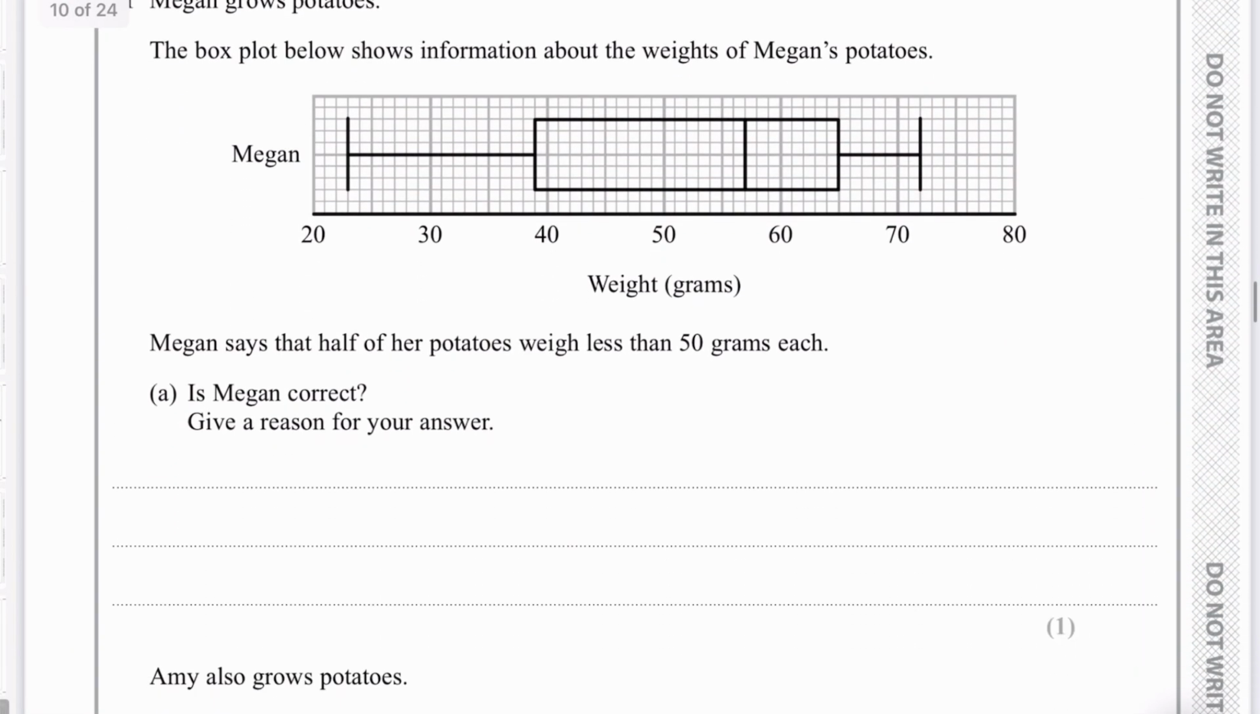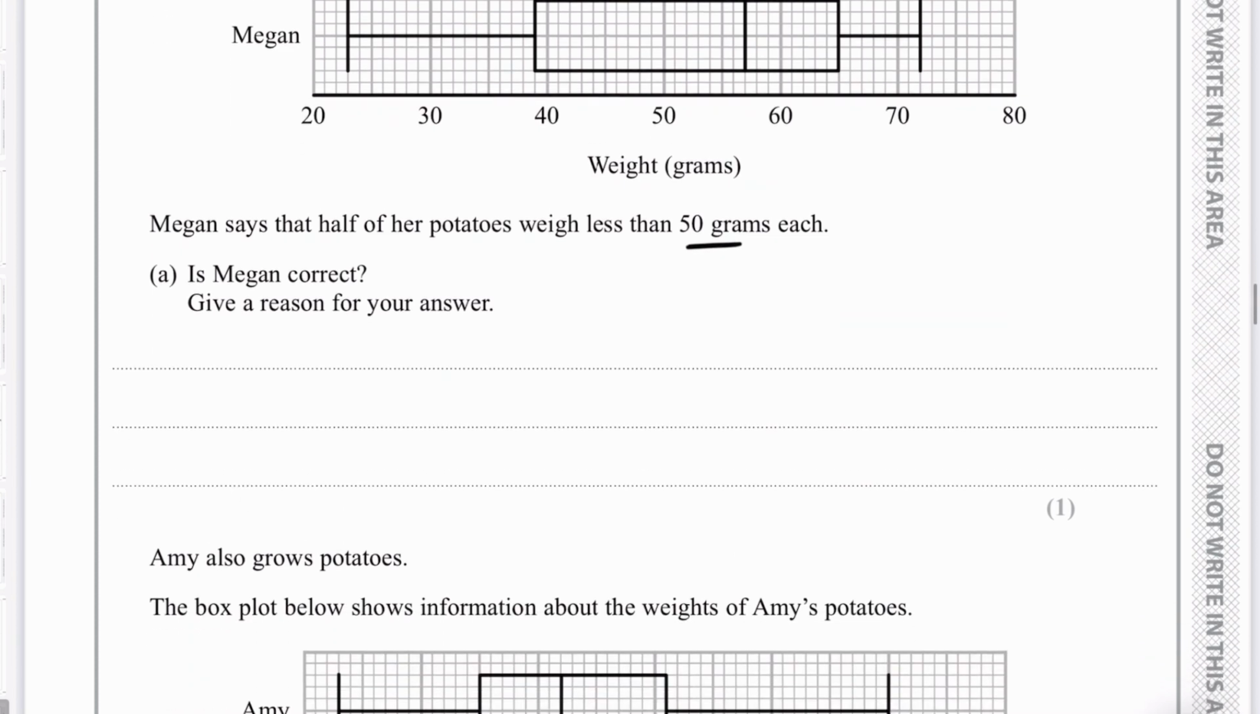And question number 11, Megan is growing some potatoes. And this is a box plot of the potatoes that Megan's bought. And then it says, Megan says that half her potatoes weigh less than 50 grams each. Okay, well, what we mean with the box plot is we actually go for the median value, and anything less than the median value is 50% of the potatoes, or half the potatoes. So the answer, unfortunately, is she's not correct.